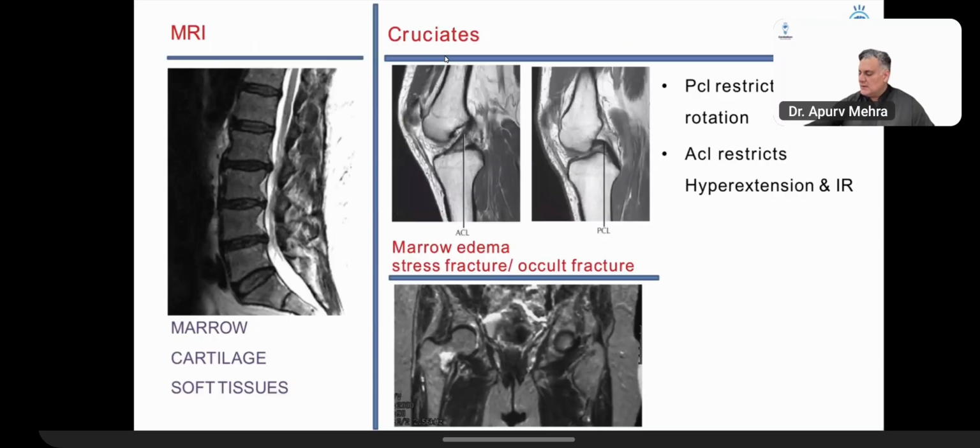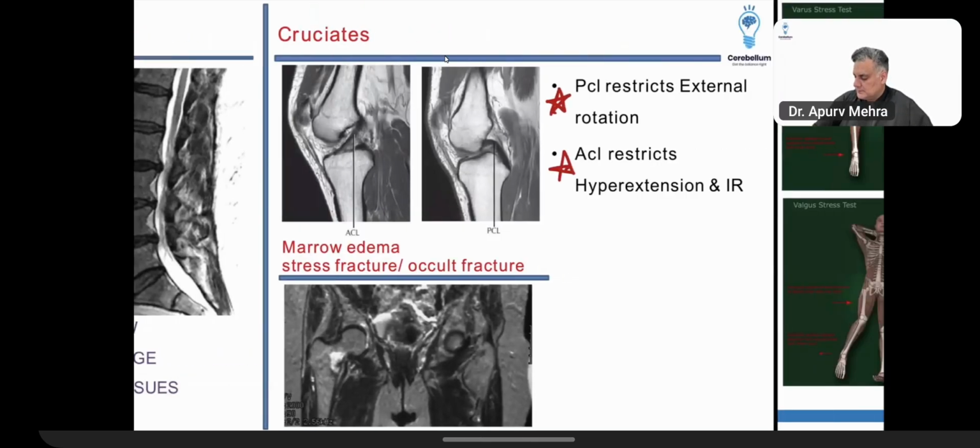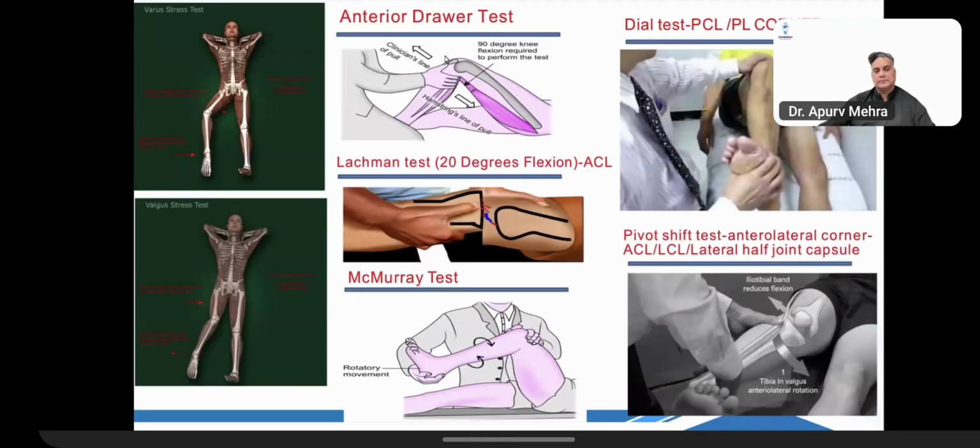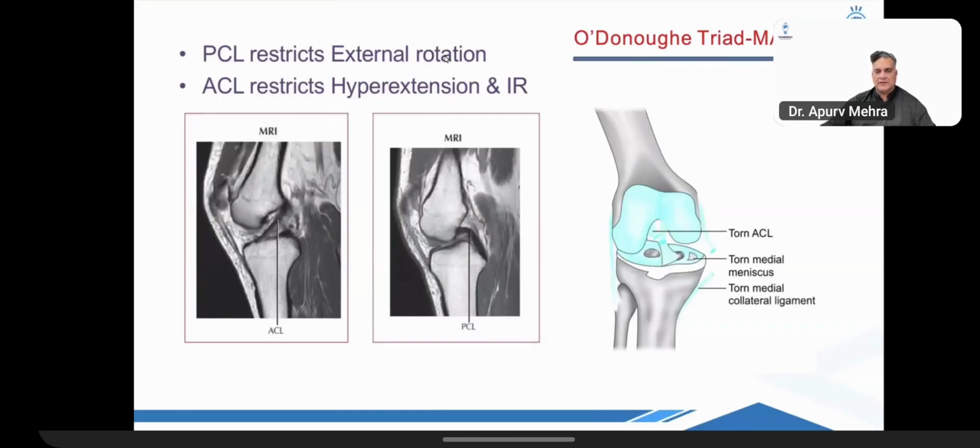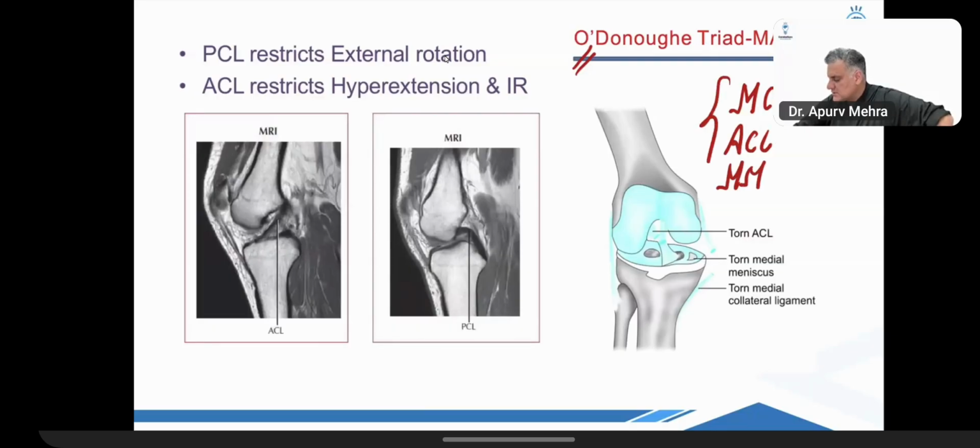Okay, so this is something I've been telling you, very, very, very important. We've done this yesterday. The unhappy triad, the dangerous triad, is an injury of MCL, ACL, and medial meniscus. Very important. We have questions coming from this area. So, MAM is dangerous.